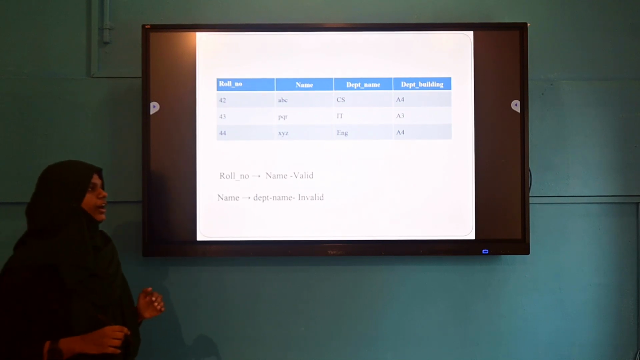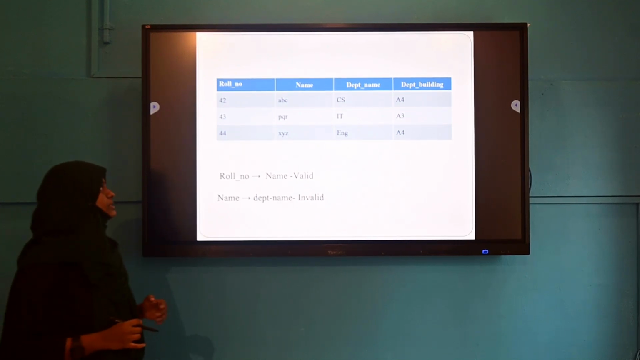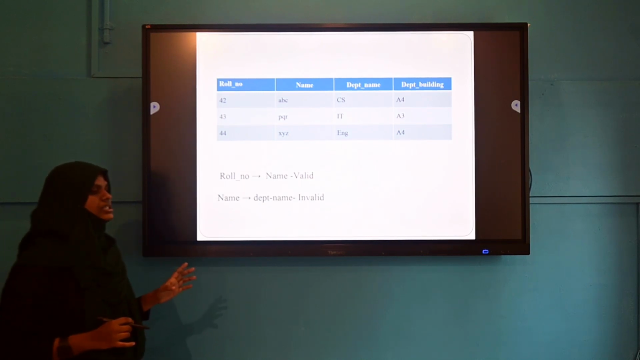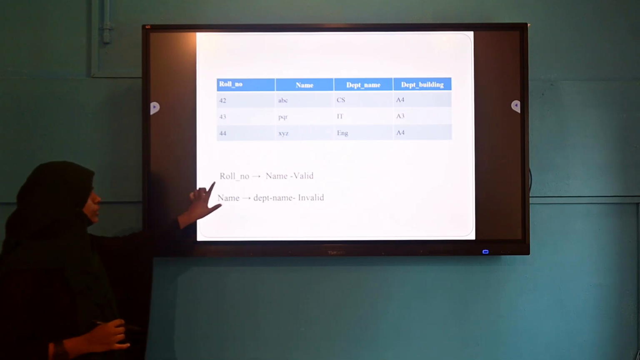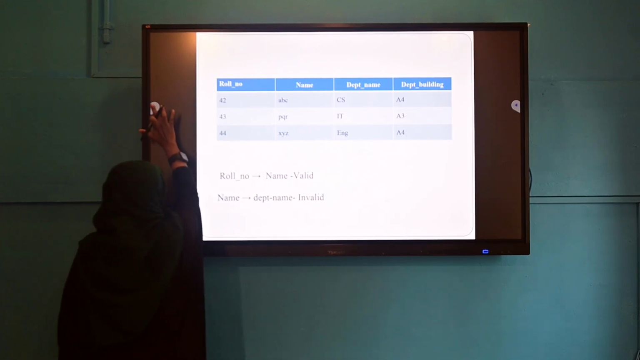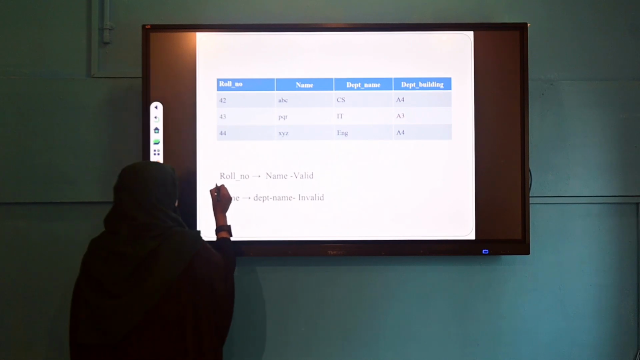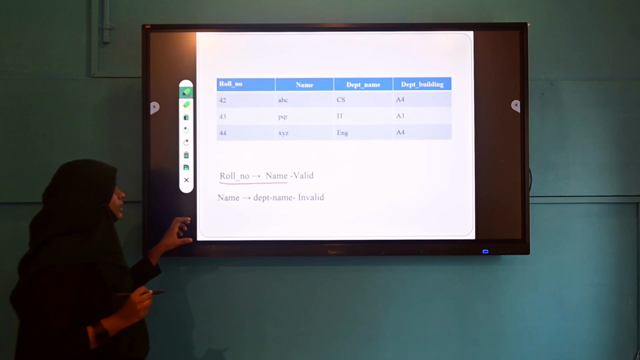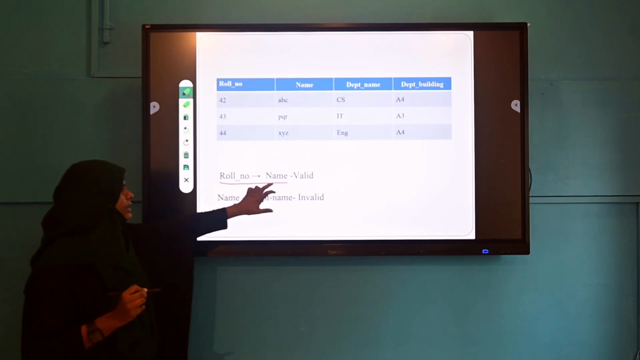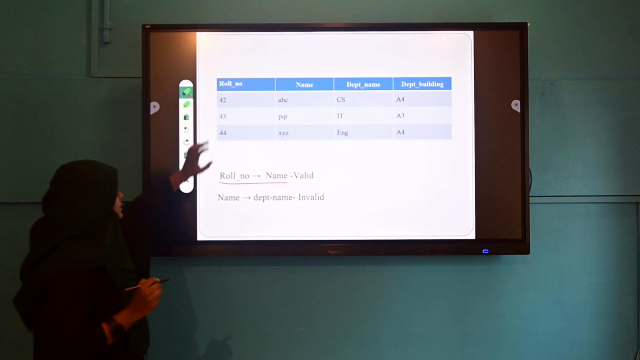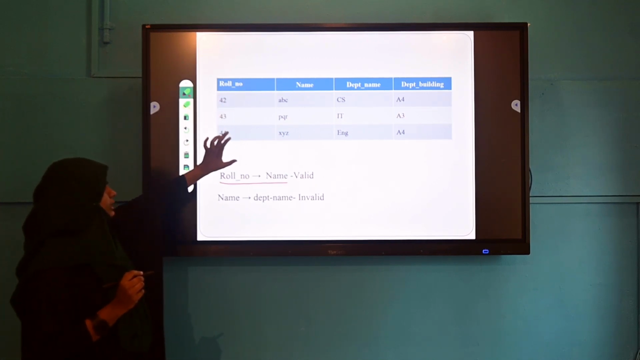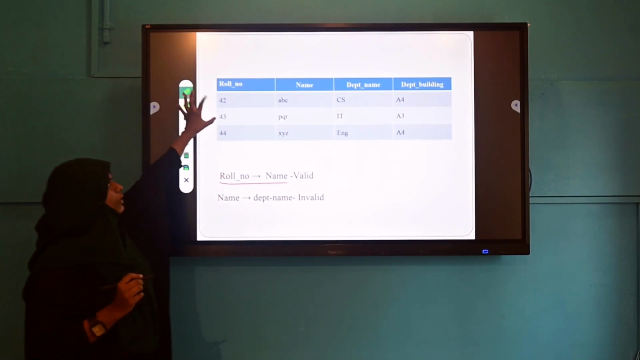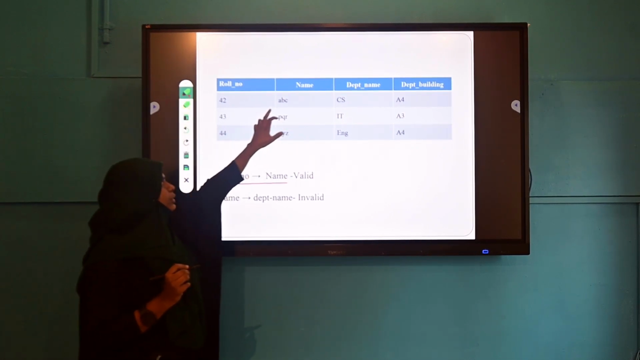Here we have a table having 4 attributes or 4 columns: roll number, name, and department building. Here we can define a functional dependency: roll number gives name. That means here roll number is determinant and name is dependent. We have roll numbers 42, 43, 44 and names ABC, PQR, XYZ. For a particular value of roll number, we will get a unique name.